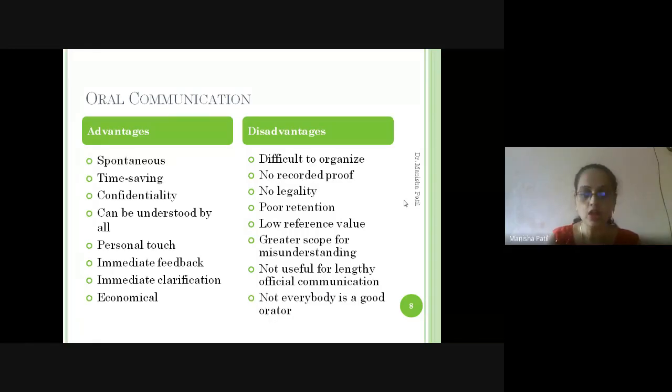And the last point, not everybody is a good orator. Very few people can speak in front of a large audience. Otherwise, majority of people are shy to speak in front of a large crowd. Okay, so these are the advantages and disadvantages of oral communication.